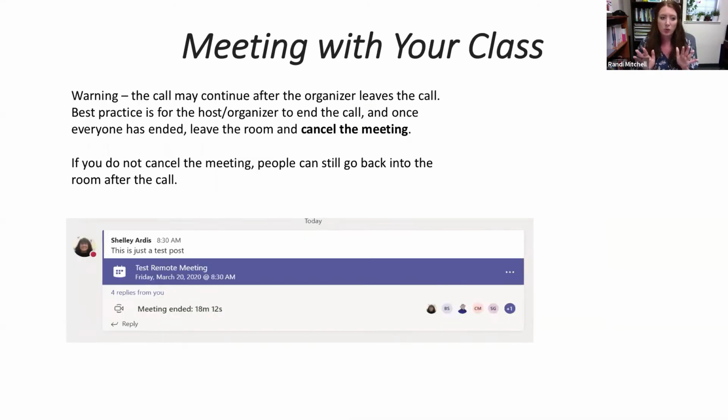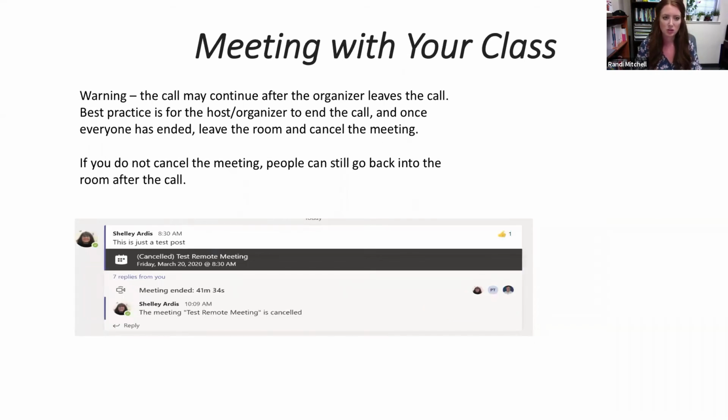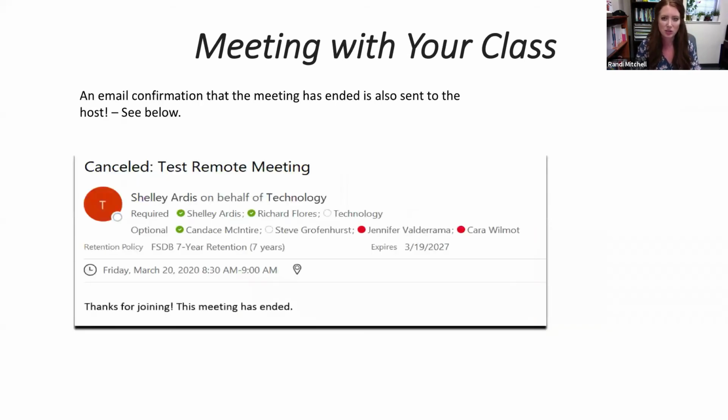I do have to warn that sometimes when you leave that call, the room is still open and it doesn't always end. If you want it to end right when you leave, make sure you go back into your calendar and cancel that event. Otherwise, people will still be interacting until that room ends. So these slides are just showing what a canceled event looks like. You get an email notification saying it was canceled.